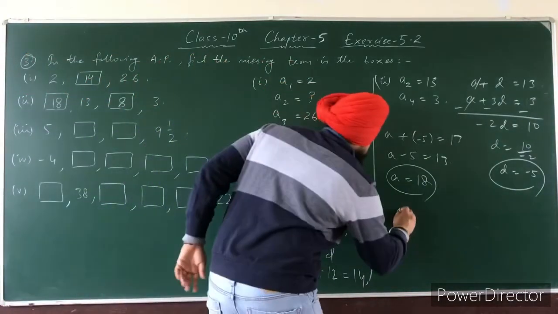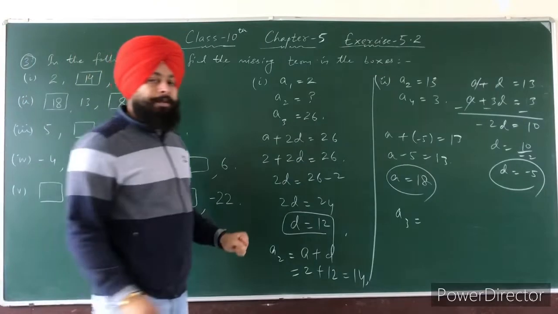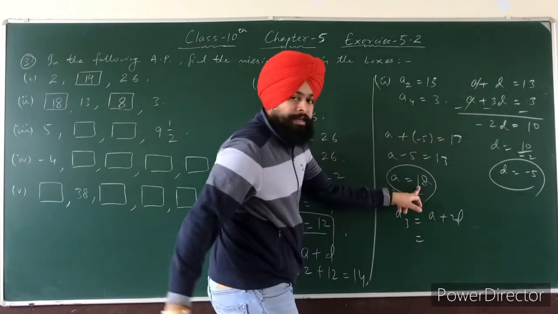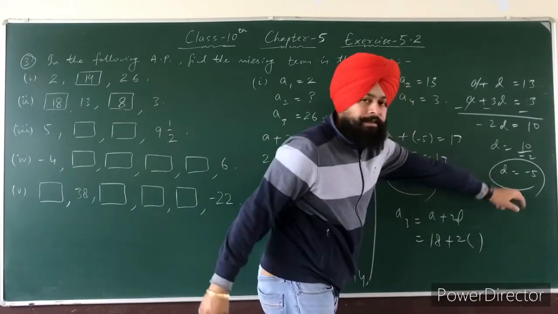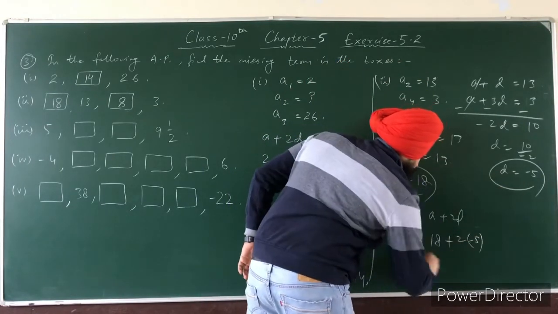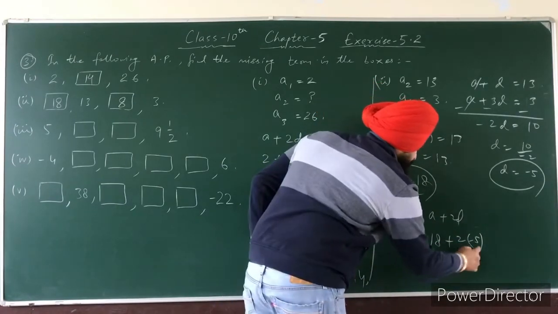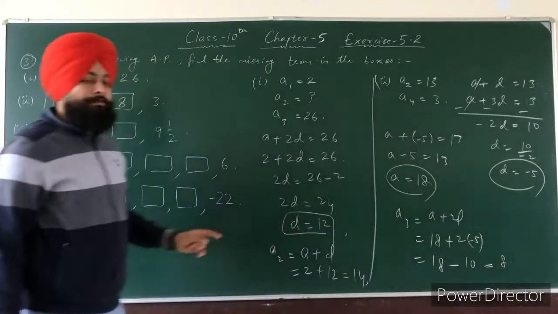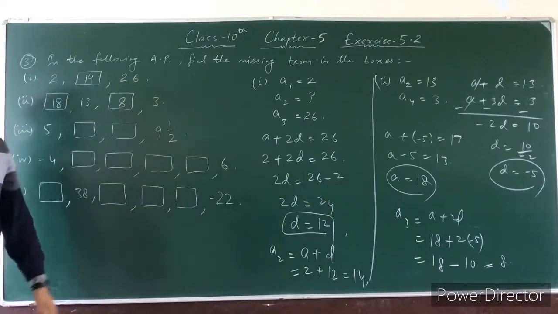You can also check by using the formula. A3 is what? A plus 2d. And what is A? A is 18, plus 2d. The value of d is minus 5. Now 2 5s are 10, and 18 minus 10 is 8. It means the value of the third term is 8. And the last, fourth term is given, which is 3.